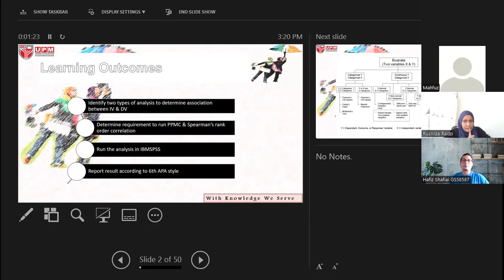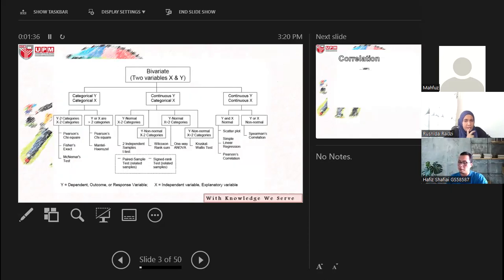And then at the end of the session, you are able to run the analysis in IBM SPSS and then report the result according to the 6th APA style, or the latest one, the 7th APA style. Okay, so these are the summary. In general, these are the summary of bivariate analysis that involve the analysis between two variables, X and Y. X is referring to our independent variable, Y is referring to our dependent variable.